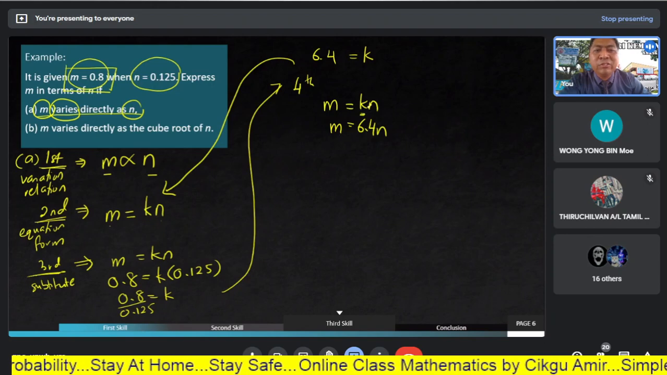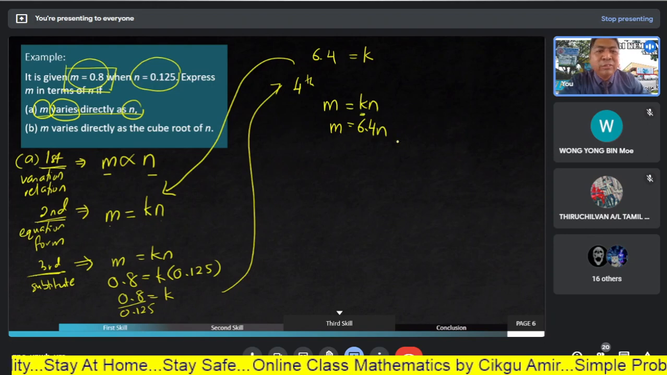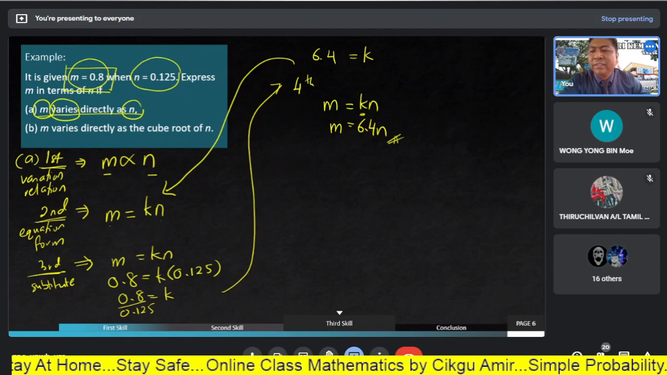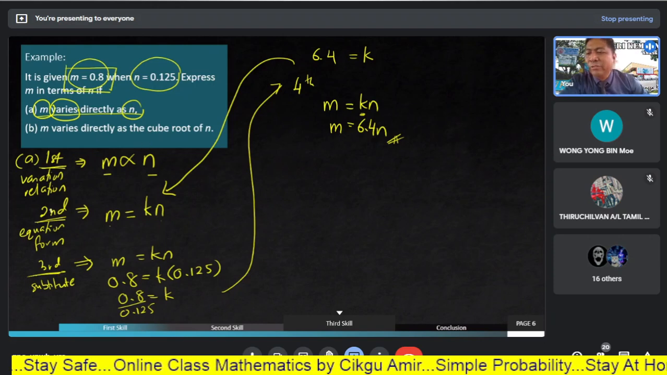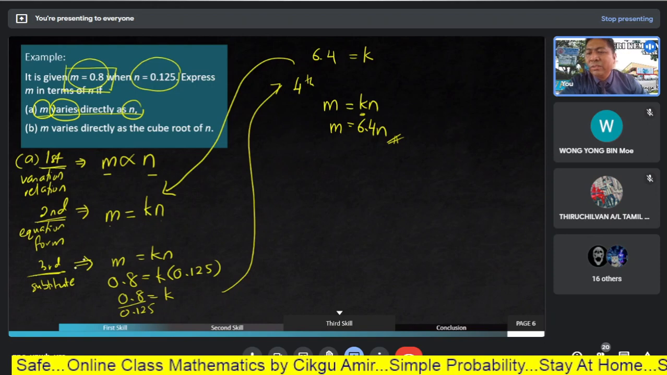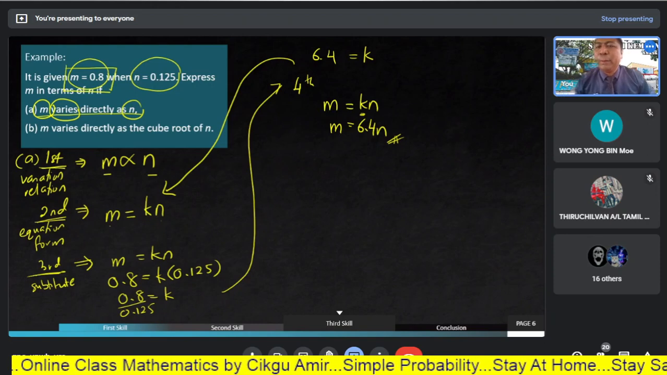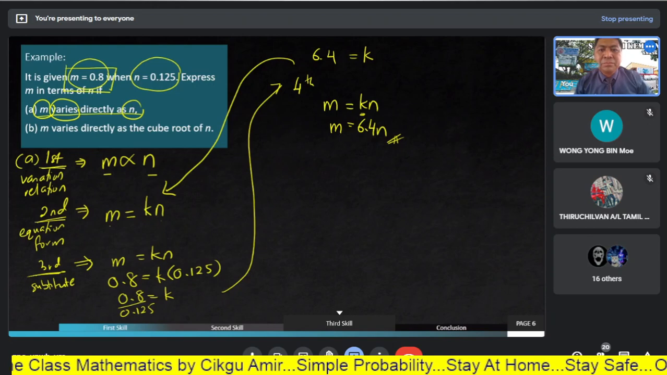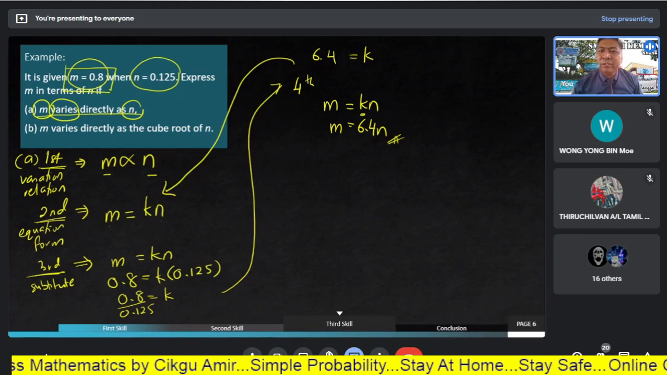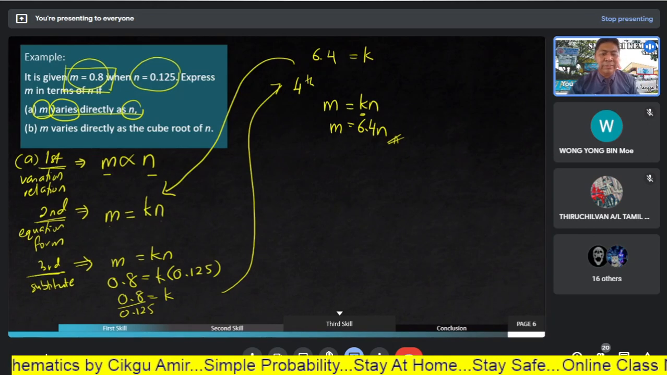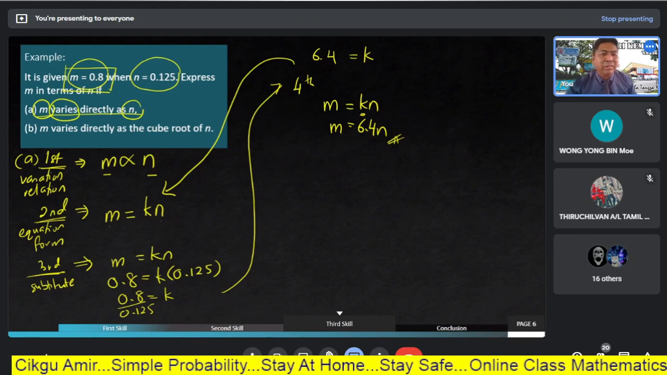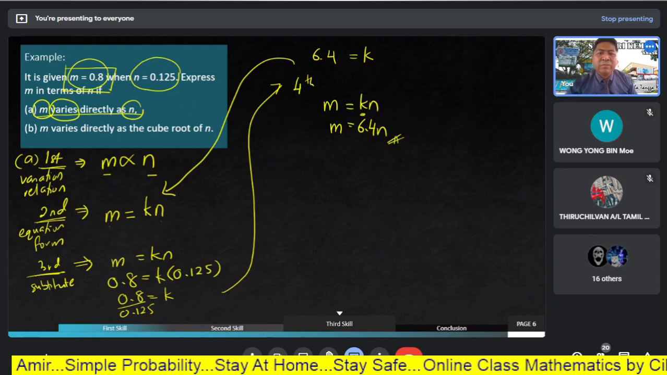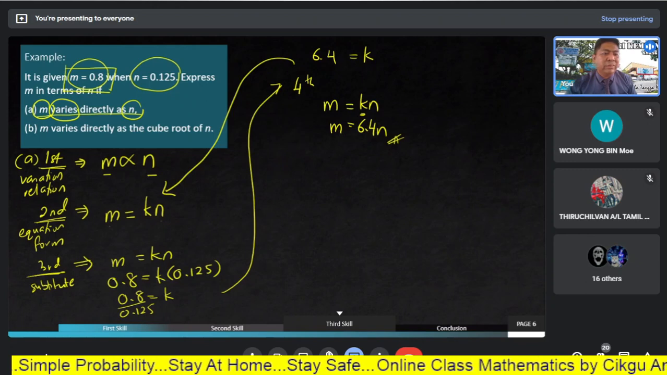K is constant. So we finish A, the first one, using these 4 steps: 1, 2, 3, 4. I leave it here for 2 minutes. If you have any question, you can see the solution and you can ask.